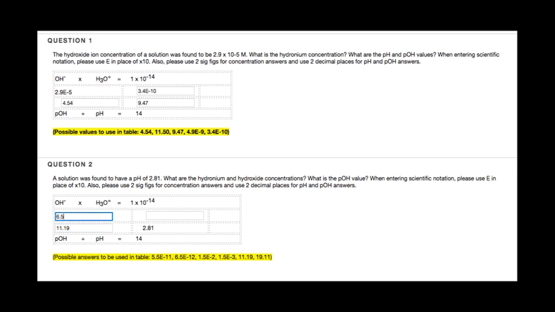6.5 E negative 12. And we take the same thing with our calculators. We say 10 to the negative 2.81, and we get 1.5 to the exponent negative 3. Okay, and save and submit.